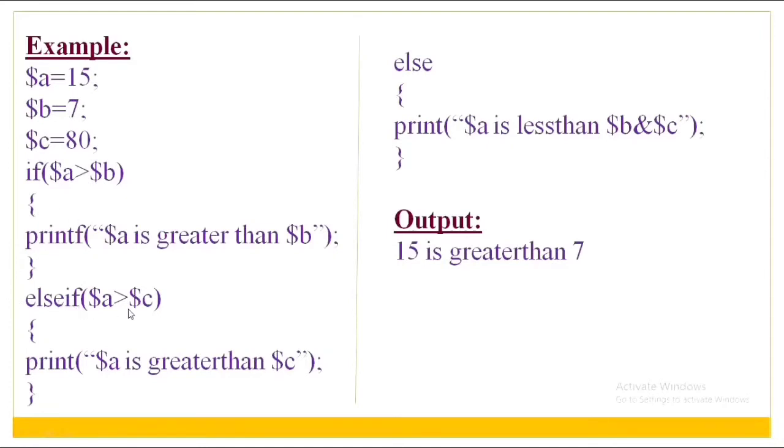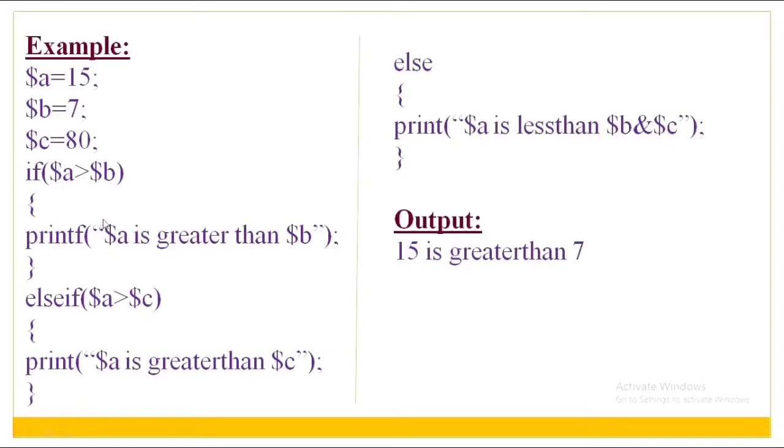a greater than c. That means the a value is 15, and the c value is 80. This condition is false, so this block does not execute. That means it does not print this statement. Okay. Next, the else block check. Is the condition true or false? a is less than b and c. If the condition is true, this block is executed. Otherwise, this condition is false and this block is not executed.